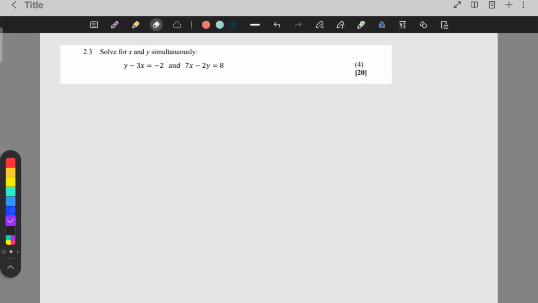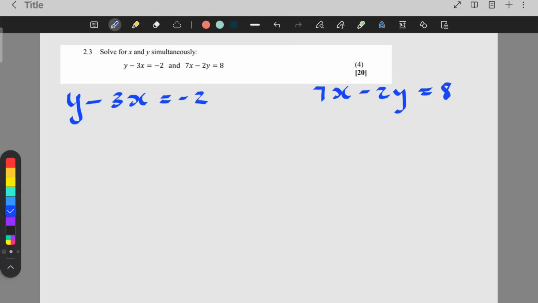Okay, so here's our last question under Algebra, 2.3. Solve x and y simultaneously. Okay, so let's write the two equations down. So y minus 3x is equal to negative 2, and 7x minus 2y is equal to 8. Okay, I'm going to use the method of substitution. So substitution says, take one of the equations and make x or y the subject. So here, I'm going to make y my subject.